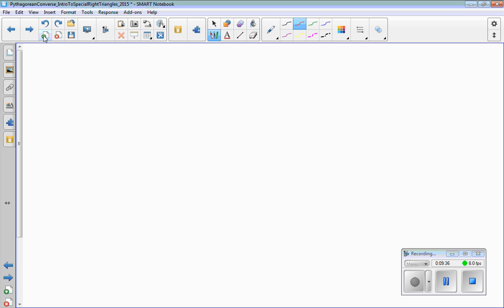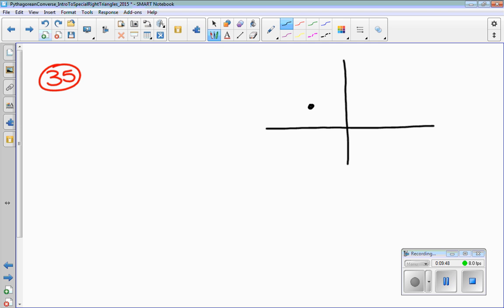Okay, and then 35. So let's look at that one. All right, 35 says, we have a coordinate proof. So let me kind of start it for us. Just redrawing the picture that we have here.